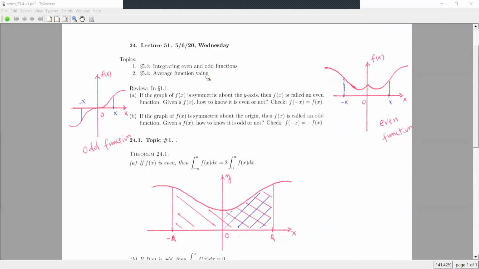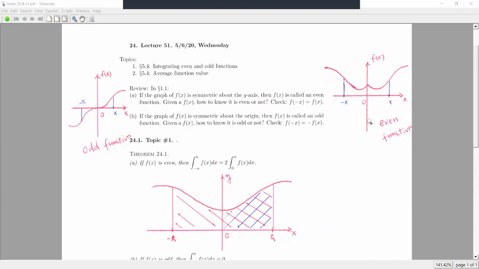Take a review about even and odd functions. For details, you can have a look at section 1.1. Now, even function. If the graph of a function is symmetric about the y-axis, then the function is called an even function.